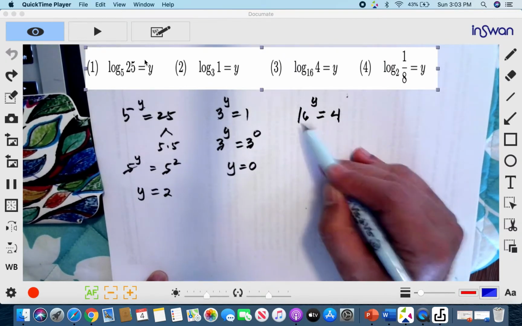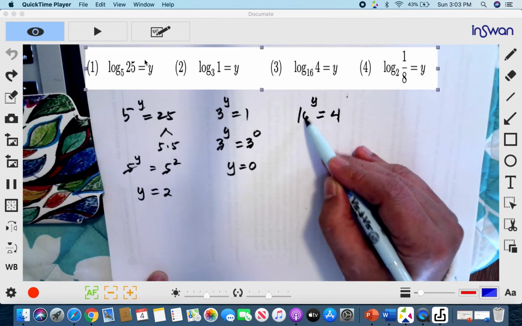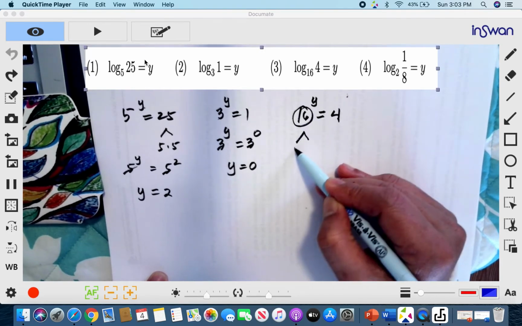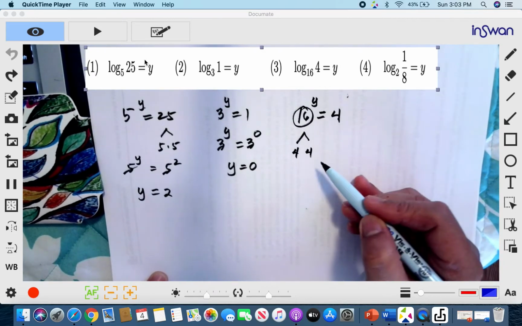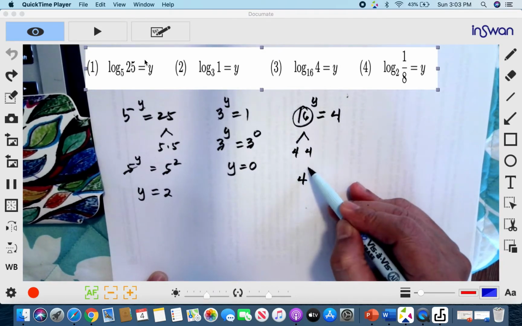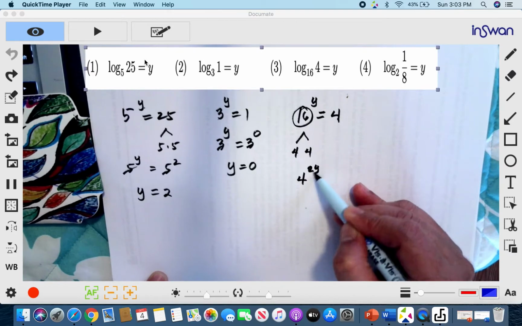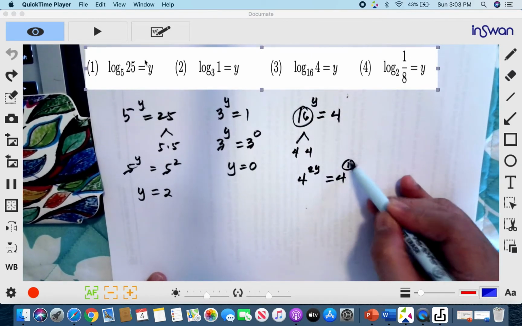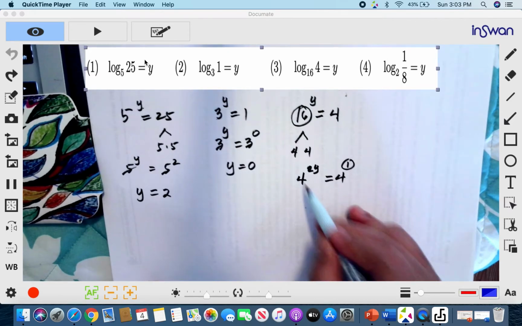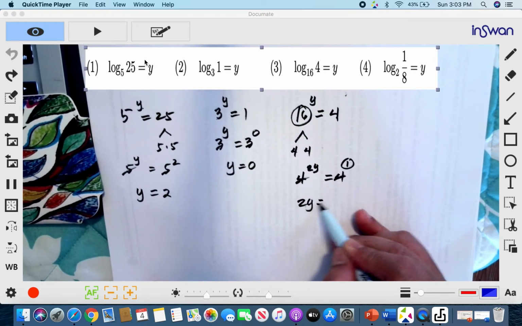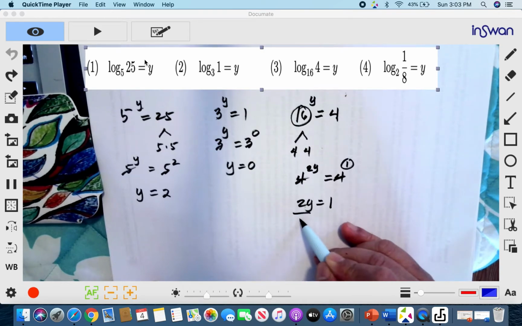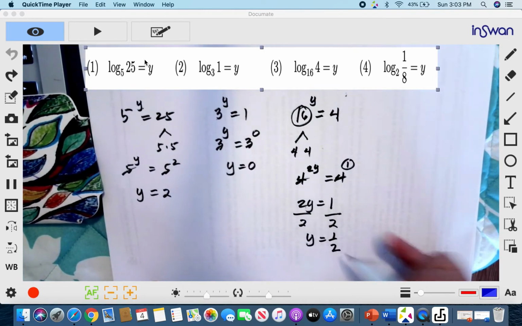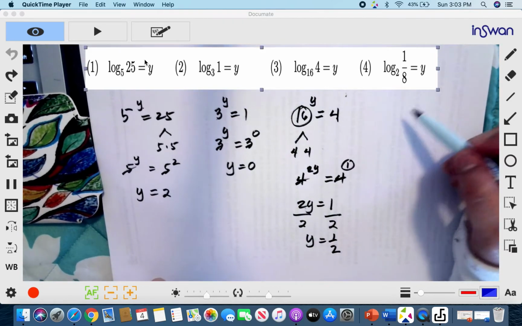This is base 4. So we can only solve the equation if we express 16 as base 4. And we know that 16 is 4 times 4. So therefore, it's equivalent to 4 squared raised to y equals 4. And if you don't have an exponent, it's understood that the exponent is 1. So therefore, 2y equals 1. And we will divide the equation by 2, and y is equivalent to 1/2. Alright, now let's go to number 4.